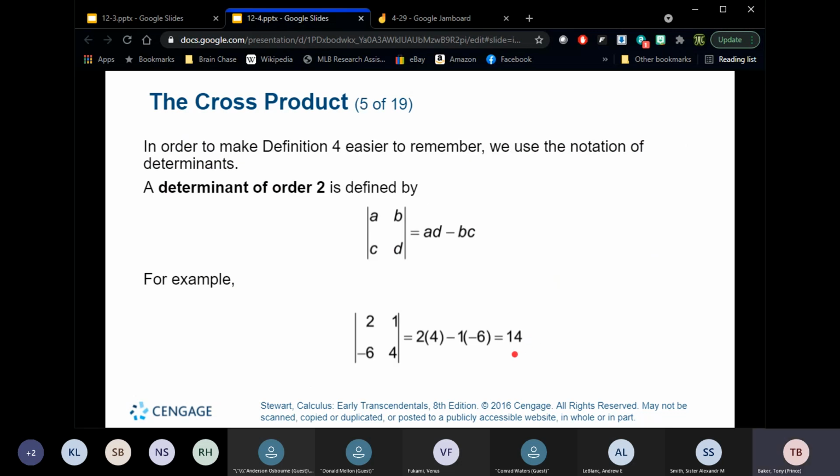All right, another way to look at it is in terms of a determinant. It's kind of like that matrix, where you're multiplying the cross values. So it's A times D minus B times C. So we do the 2 times the 4, get 8, and then the 1 times the -6, and we subtract those. That's just another way to calculate it, which makes it a little bit easier to see.